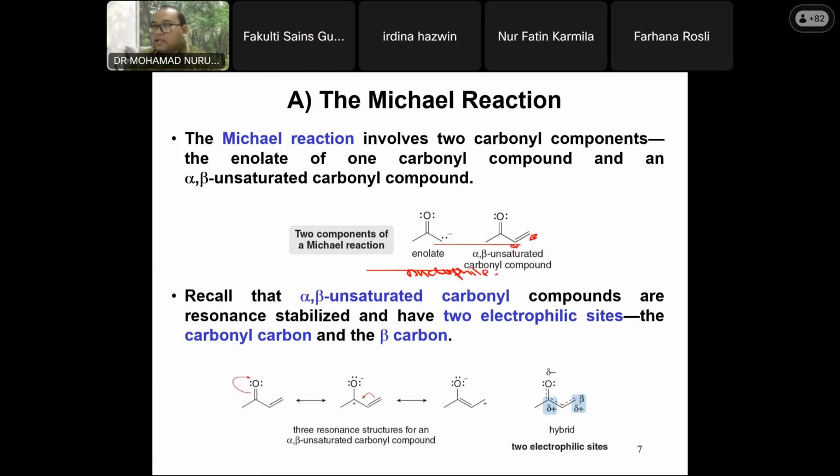We have to recall that alpha-beta unsaturated carbonyl compounds are resonance stabilized. In first year you have already studied resonance stabilization. It can have 2 electrophilic sites, the carbonyl carbon and the beta carbon. They have two resonance structures, and if we change to the resonance hybrid, it has two electrophilic sites, which is the carbon deficient.